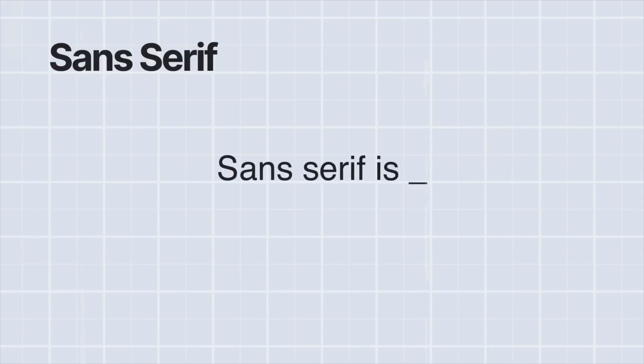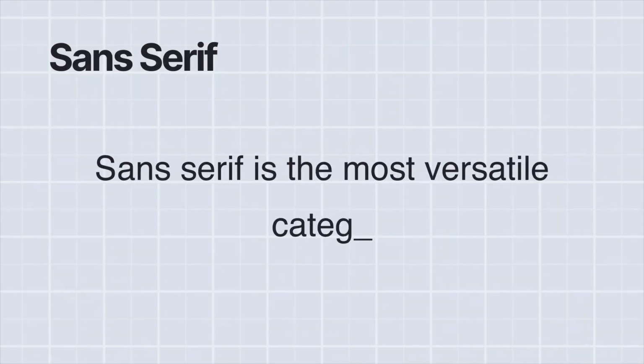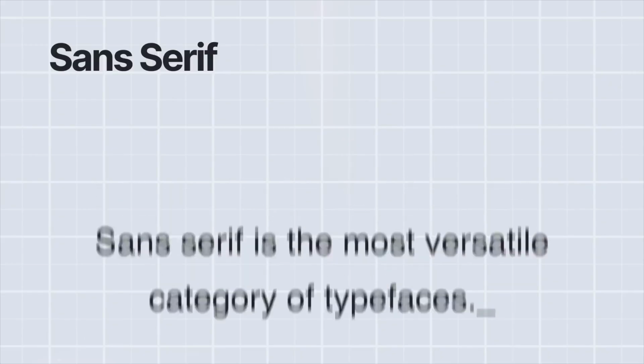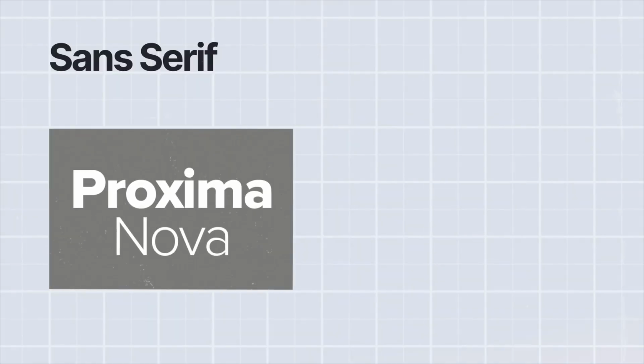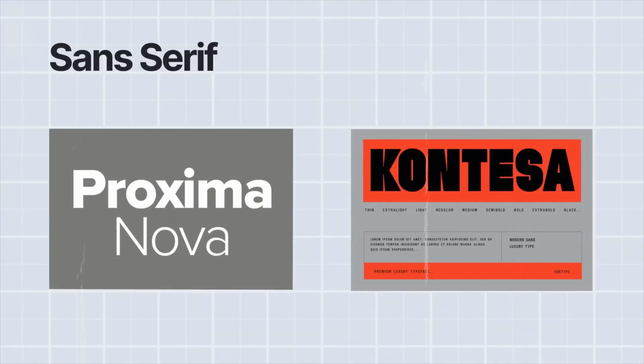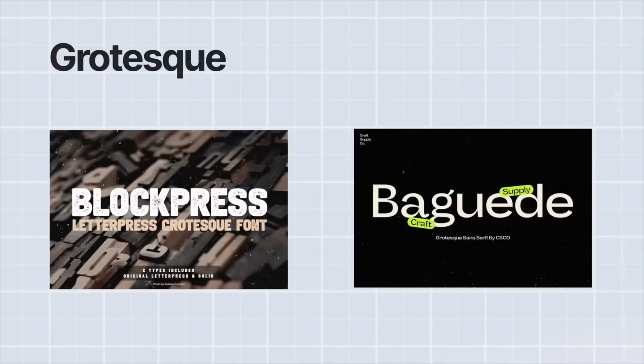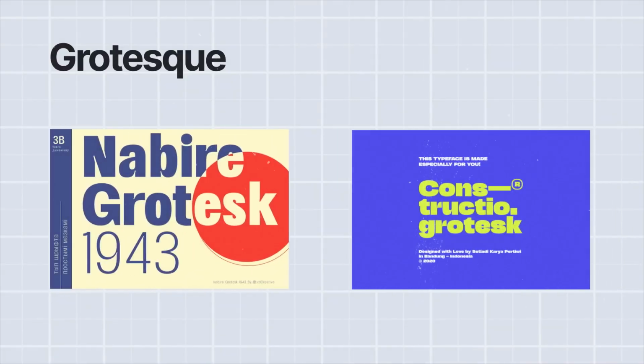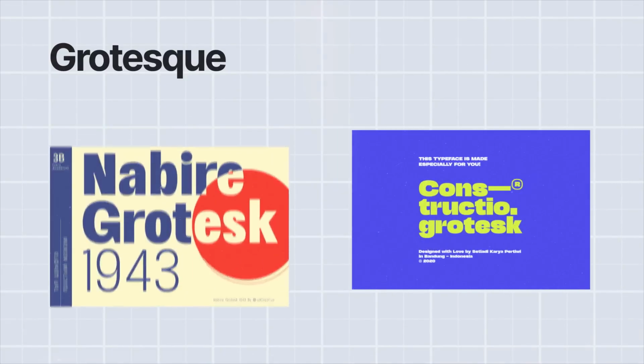Sans serif fonts are the most versatile category of typefaces. You can use them as display fonts or long-form copy. They're clean, minimal, modern looking. There are grotesque sans serifs, and these fonts were commercially popular in the 1900s. They feature a slight contrast between thick and thin strokes and an open aperture gap in some characters.